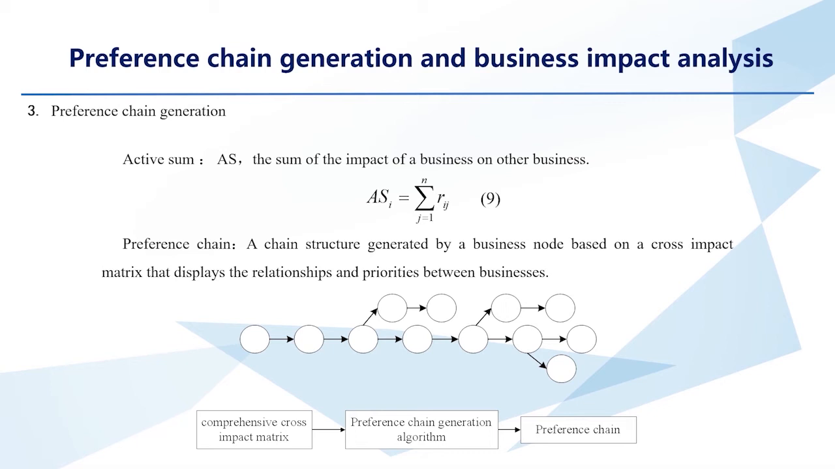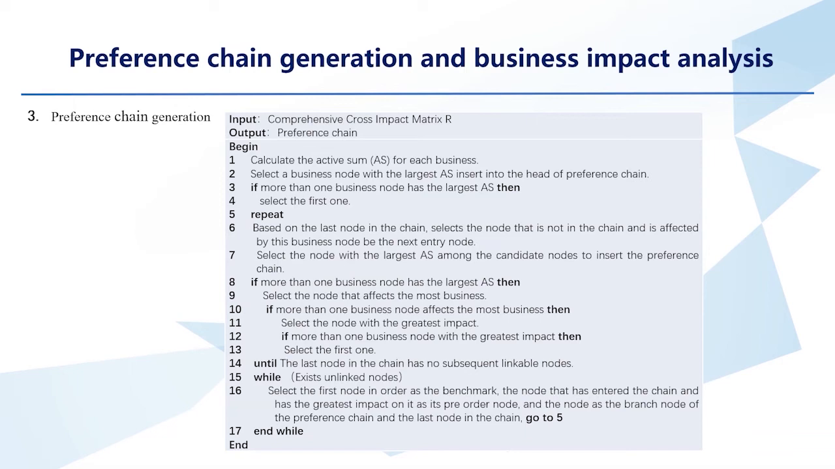The preference chain is a chain structure generated by the comprehensive cross-impact matrix, which can intuitively express the relevance and the priority between business functions. The preference chain generation algorithm is shown on this page. In short, the entry priority of the business nodes is sorted by active sum, the number of affected businesses, and the impact value from large to small, and the first and largest nodes are selected to enter the chain.